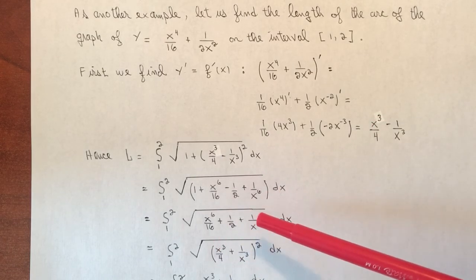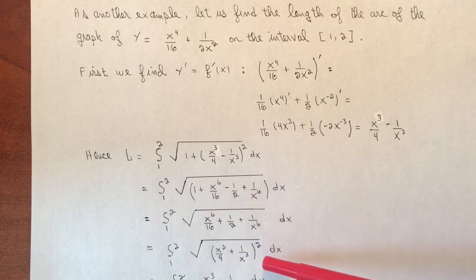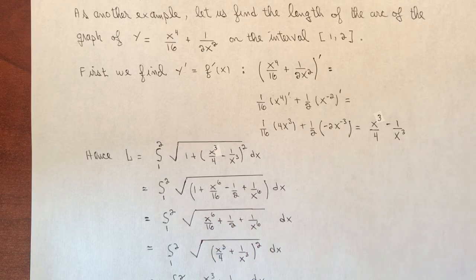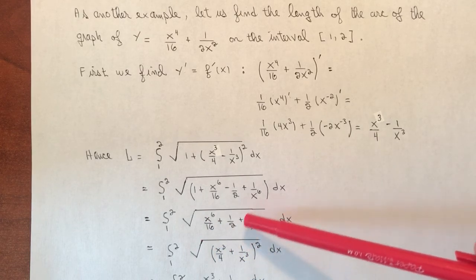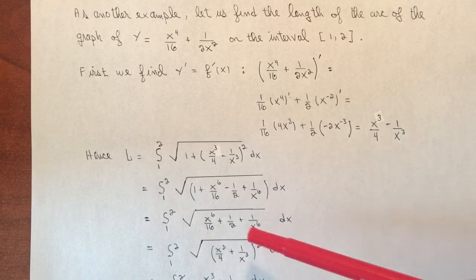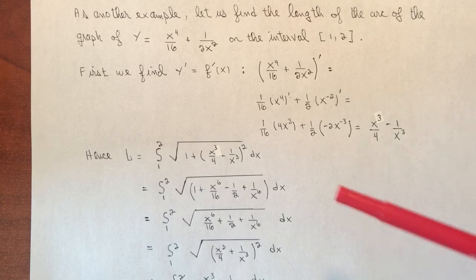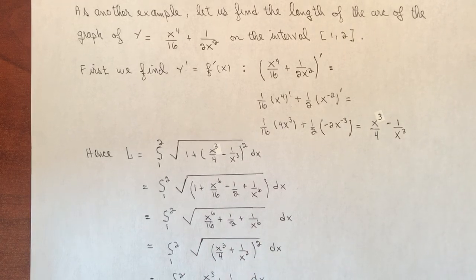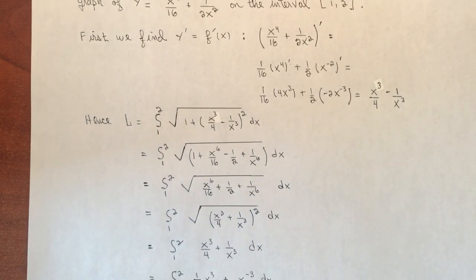x to the 6 over 16 plus a half plus 1 over x to the 6 is actually a perfect square. You can see that by taking the square root of x to the 6 over 16, which is x cubed over 4, and taking the square root of 1 over x to the 6, which is 1 over x cubed, and the double product will actually give you exactly what we have over there. So that being a perfect square, it's perfectly convenient because now we have the square inside the square root, so both cancel out, and we have a relatively easy integral to evaluate.